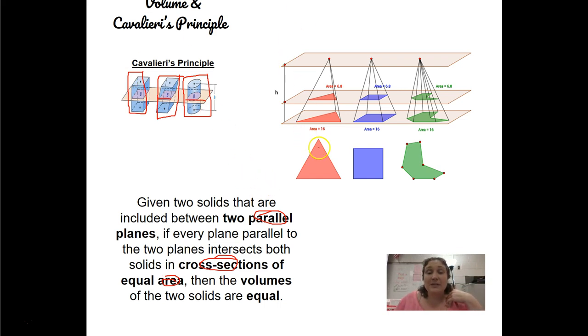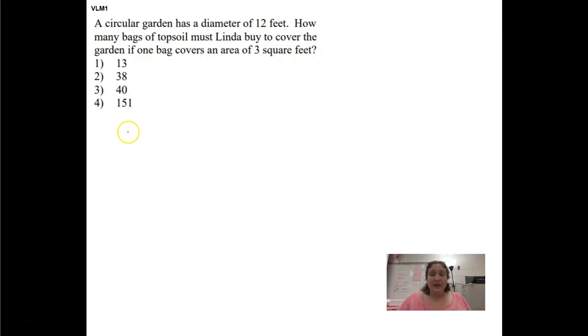Now, even look here. Here we have three pyramids. This one's got a triangular base, this one has a square base, and this one has a polygon base. However, because this says area 6.8, area 6.8, area 6.8, we know that the volumes of each of those pieces are the same.